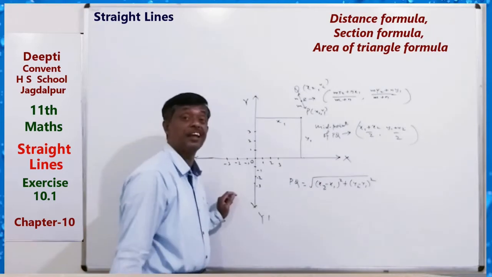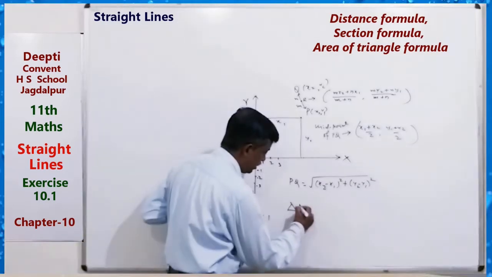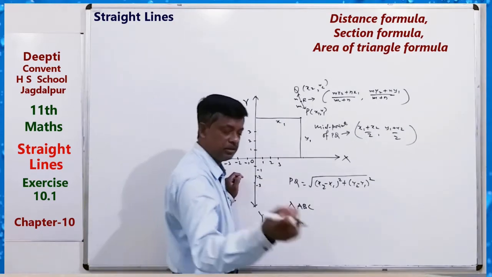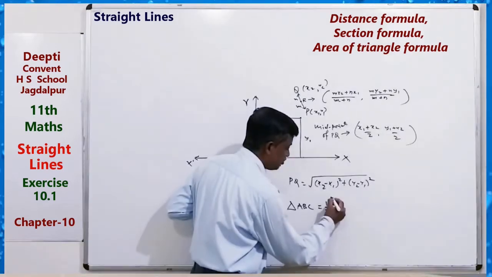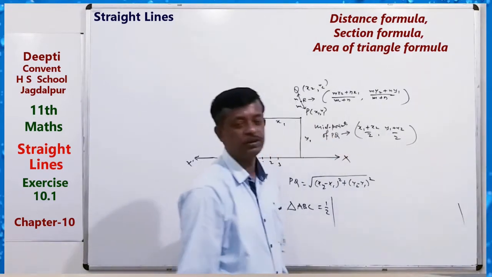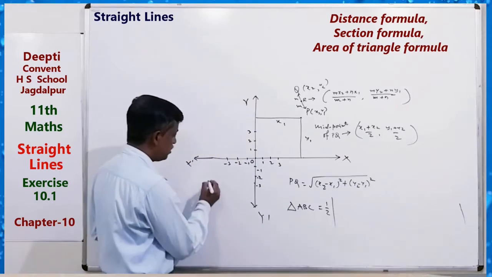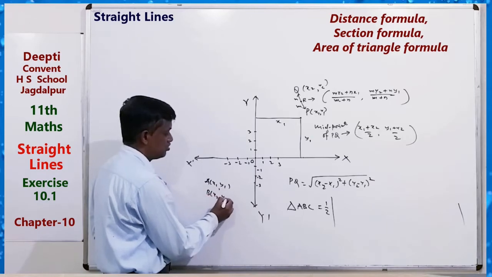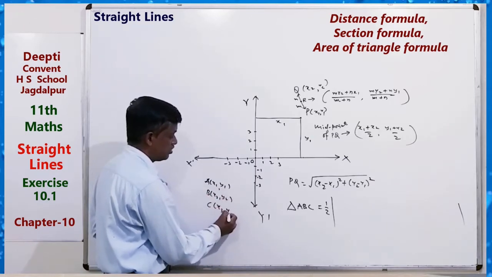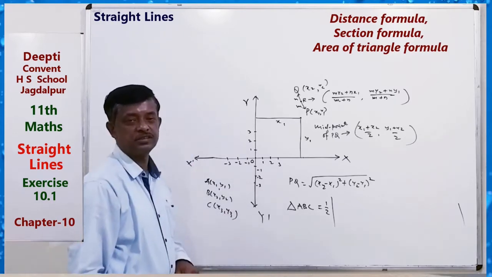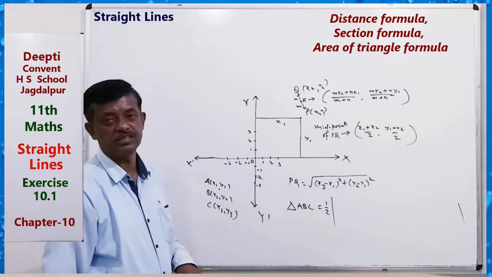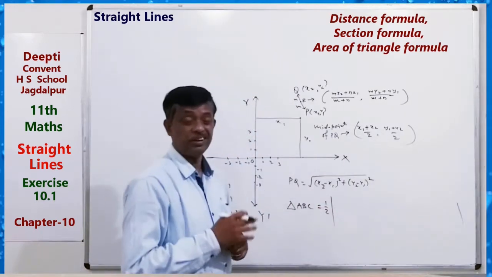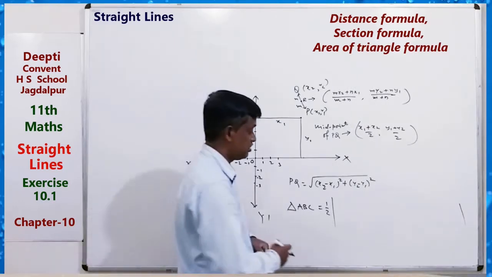And also the area of a triangle. Area of a triangle ABC having coordinates (x1, y1), (x2, y2), (x3, y3). What is the formula? Writing the formula is very simple. Suppose A means (x1, y1), B means (x2, y2), C means (x3, y3). These are the 3 points of triangle ABC. Then the area of that triangle, you already know this formula from the previous class.